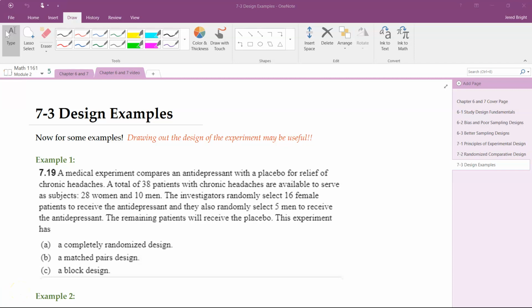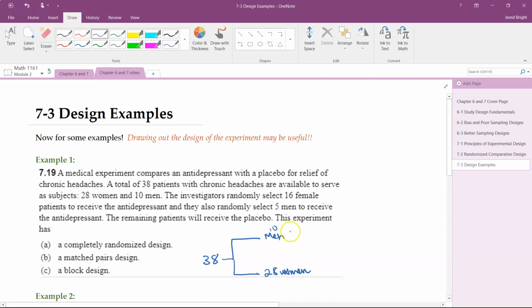All right, so you might be able to read it and say, okay, it's this right away. For me, I need to see it. So what I'm going to do is say, okay, so I have a group of 38, right? And then it's split into men and women. So there's 10 men, and then there's 28 women.